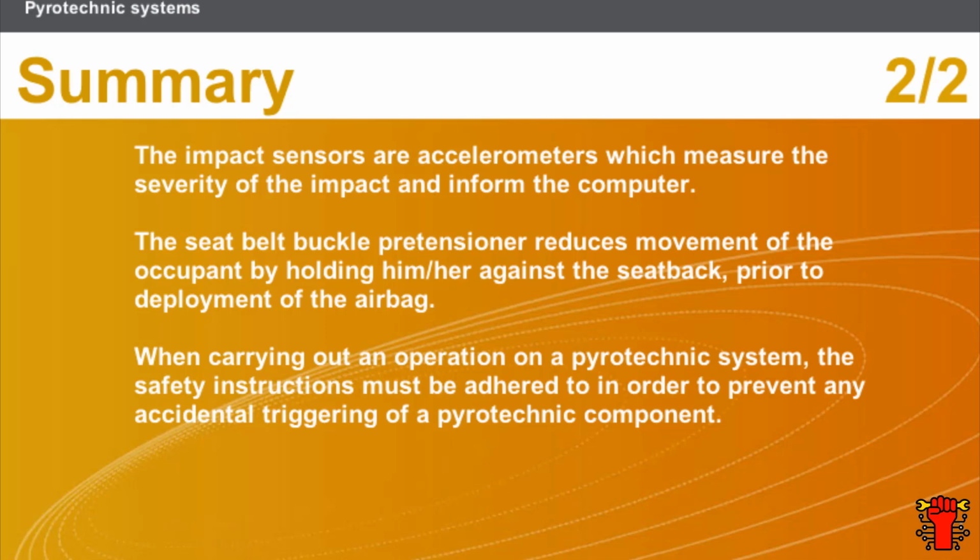The impact sensors are accelerometers which measure the severity of the impact and inform the computer. The seatbelt buckle pretensioner reduces movement of the occupant by holding him or her against the seatback prior to deployment of the airbag. When carrying out an operation on a pyrotechnic system, the safety instructions must be adhered to in order to prevent any accidental triggering of a pyrotechnic component.